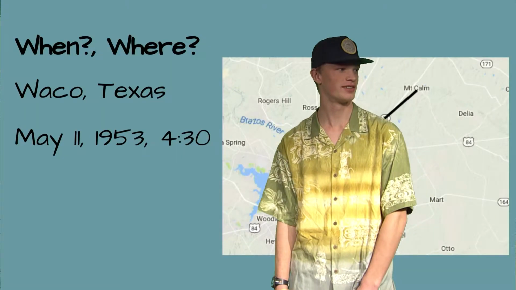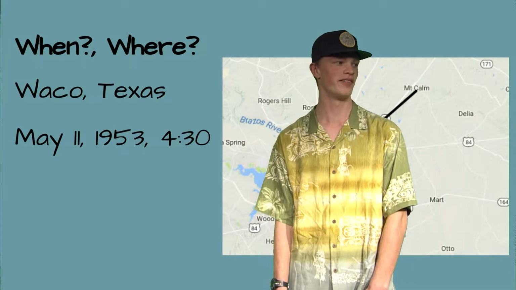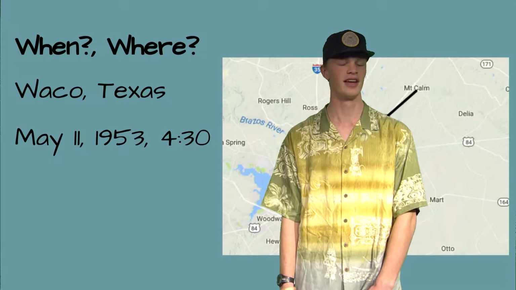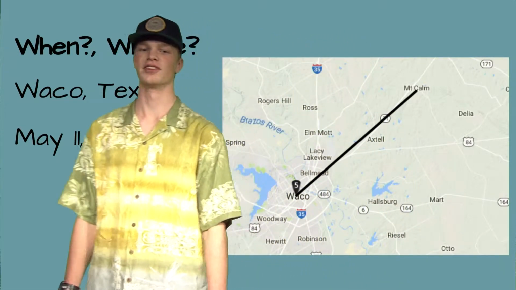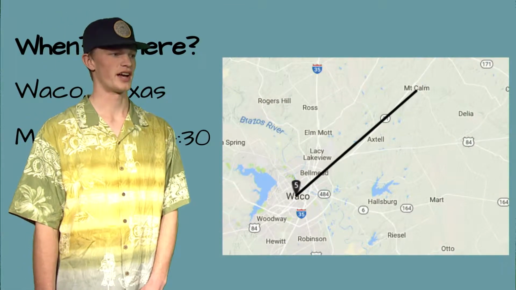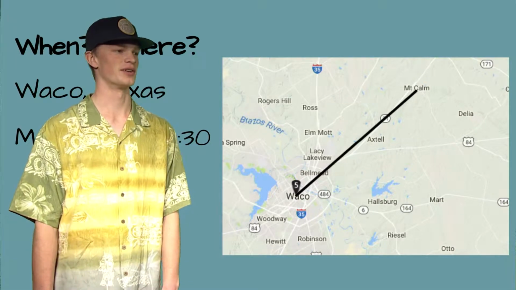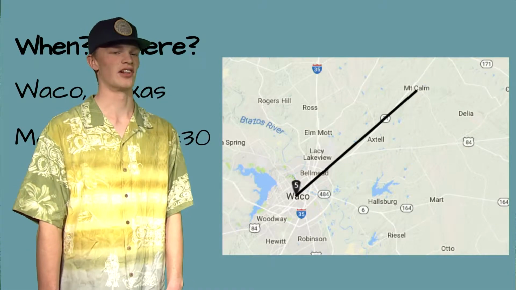So this, as the name described in the last slide, is in Waco, Texas. This occurred on May 11th, 1953, approximately in the afternoon around 4:30. As you can see here, it touched down in the town of Waco, and it moved up to the northeast as it continued along its path.